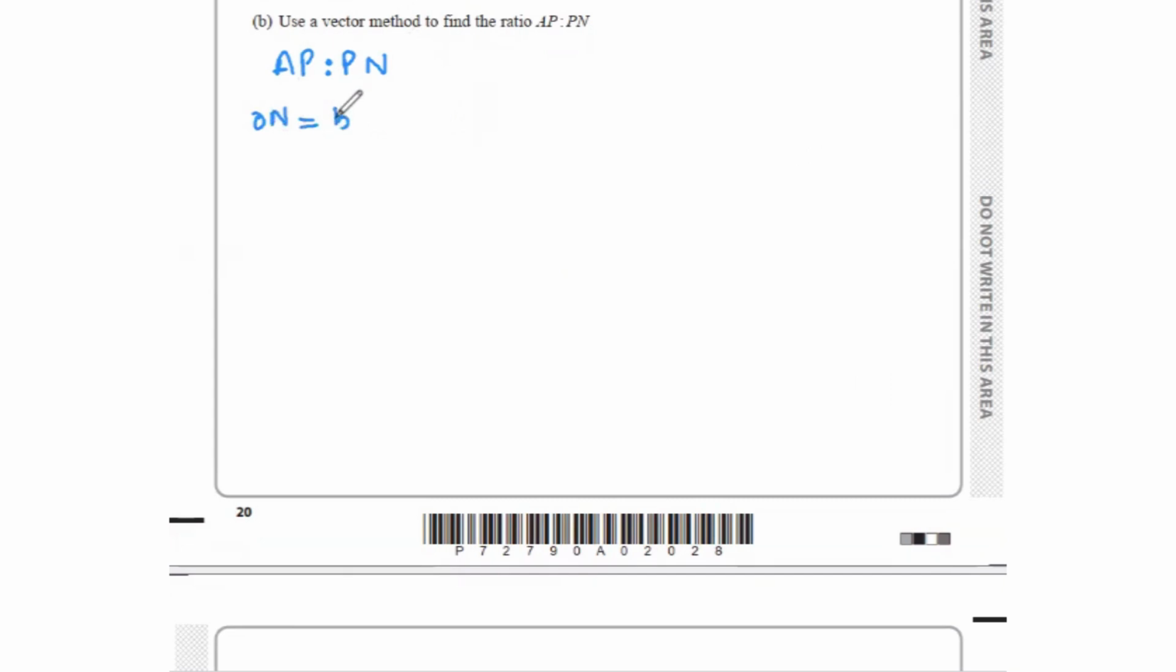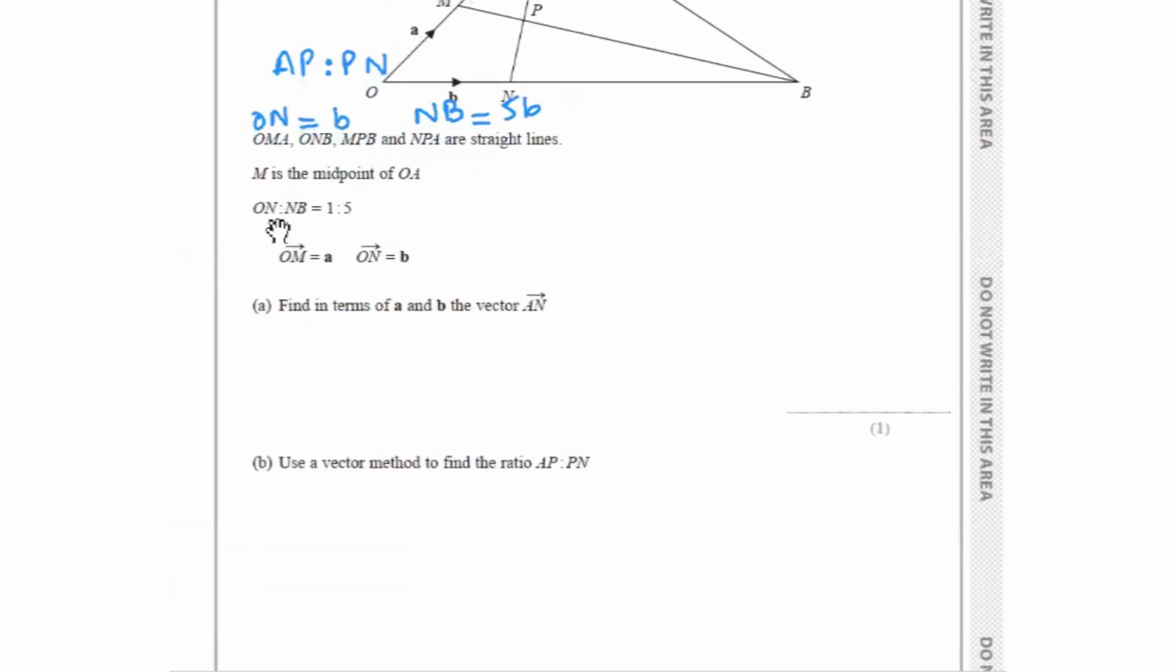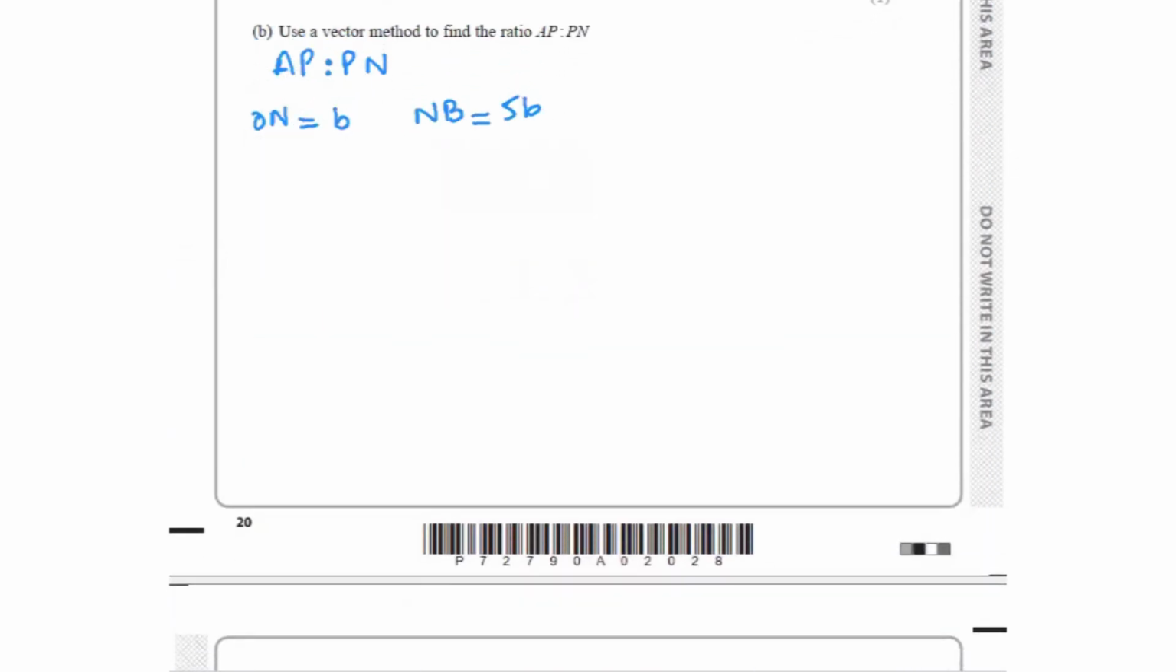ON is equal to B. NB is going to be 5B. Why? Because ON is to NB is the ratio 1:5. So if ON is B, NB is going to be 5B, and OB is going to be B plus 5B, which is 6B. So we can find MB, which is OB minus OM. OB is 6B and OM is given in the question as A. So 6B minus A is MB.